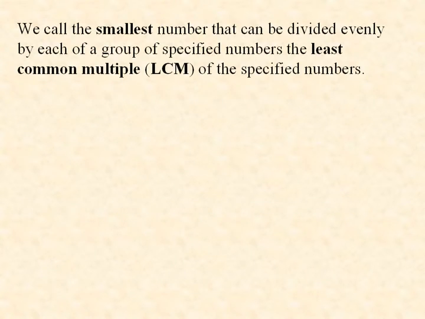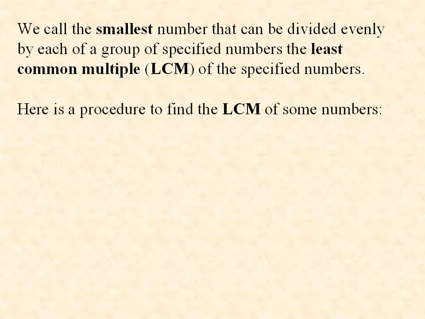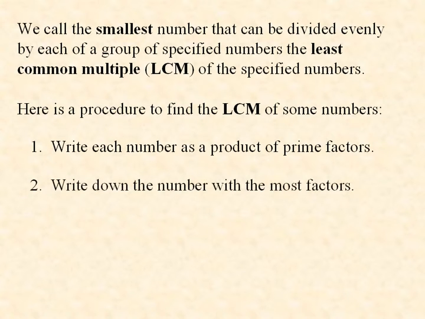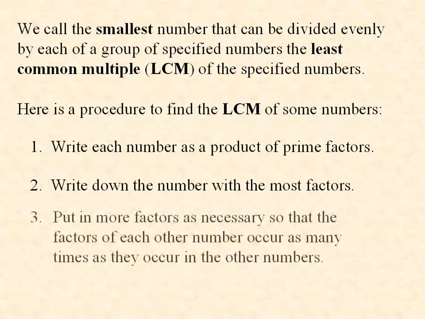We call the smallest number that can be divided evenly by each of a group of specified numbers the least common multiple, or LCM, of the specified numbers. Here's a procedure to find the LCM of some numbers. First, write each number as a product of prime factors. Then write down the number with the most factors, or at least one of the numbers. And finally, put in more factors as necessary, so the factors of each number occur as many times as they occur in the other numbers.